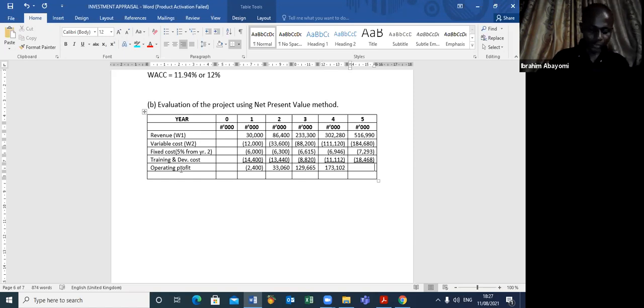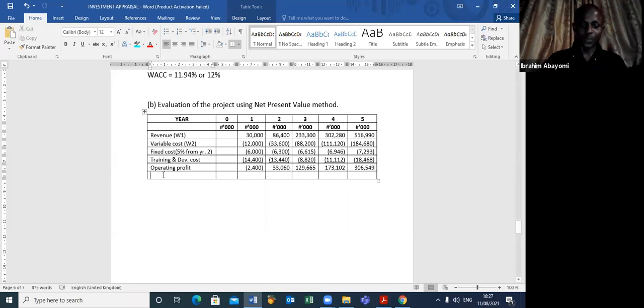173,102. So we have 516,990 minus 184,680 minus 7,293 minus 18,468. That gives us 306,549. These are the operating profits.